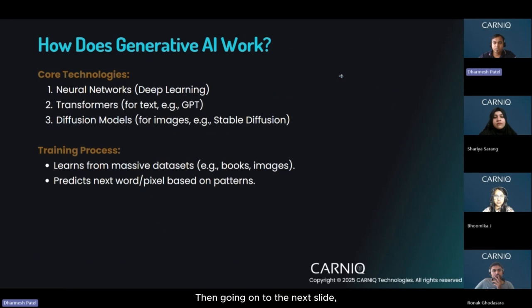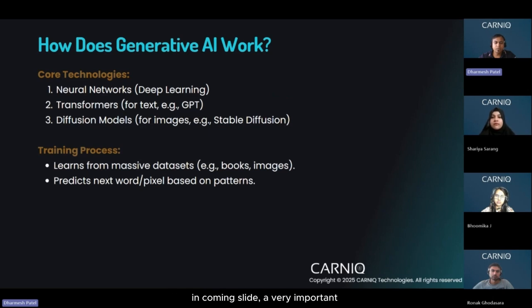Then going on to the next slide. So here we have how generative AI works. There are basically three core technologies involved in generating new content. The first one is the neural network itself, then the transformers, and the third one is the diffusion models. We will be discussing each of these terms in the coming slides.